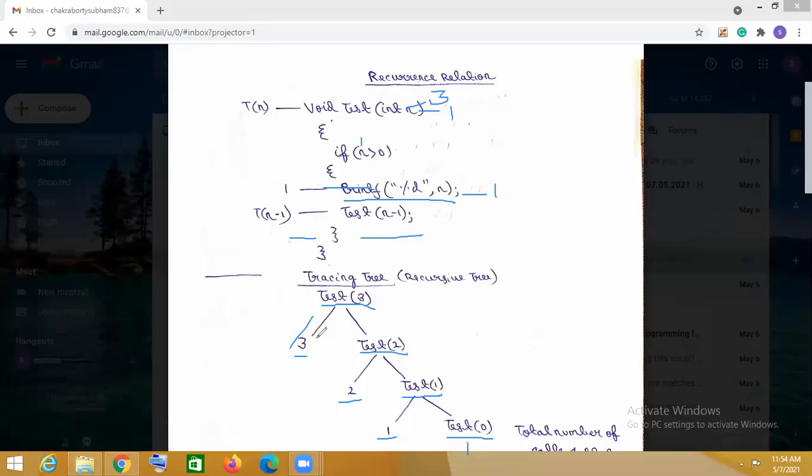Clear? Yes, sir. Okay. So that's how our tracing tree works.